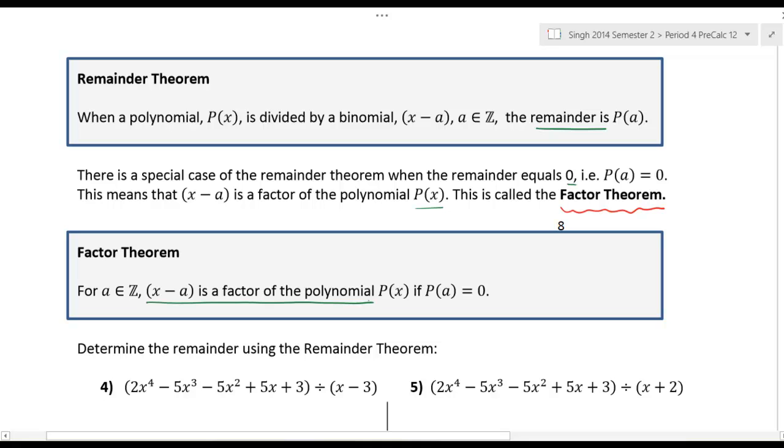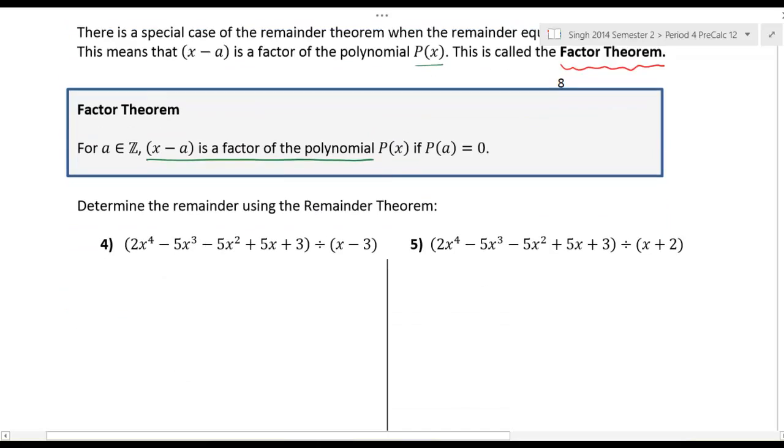So now when we want to figure out if something is a factor or not a factor of a polynomial, we're going to go ahead and use the idea of the factor theorem. We're going to plug in the a value into the polynomial, and if it gives us a 0, we know that that expression is a factor. If it doesn't give us a 0, then we know that it's not a factor. So let's go ahead and test some examples over here.